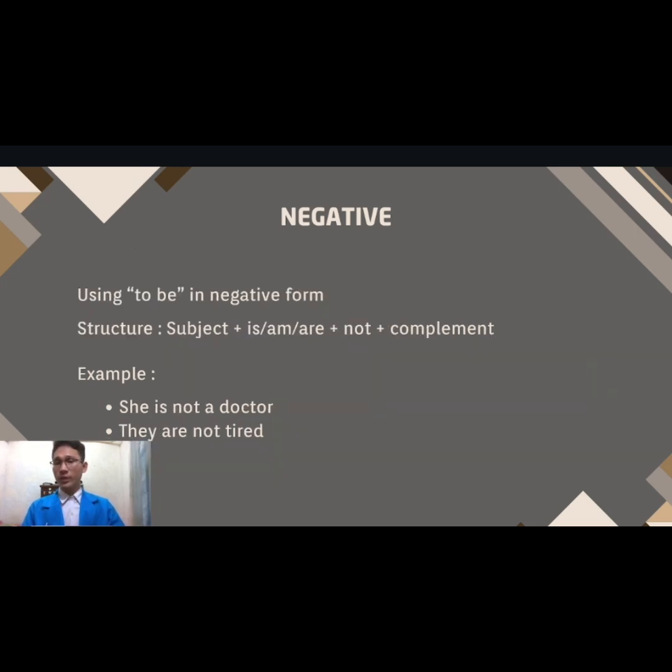For using to be in negative form, the structure is subject plus is, am, are plus not plus complement. For example, she is not a doctor. They are not tired.